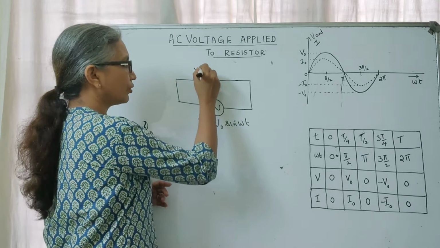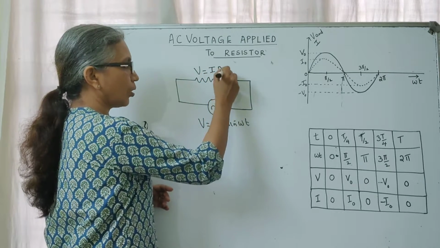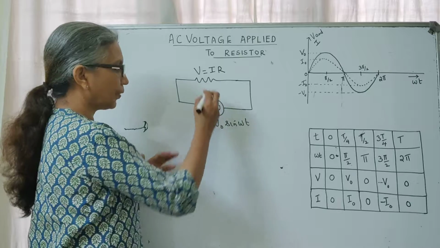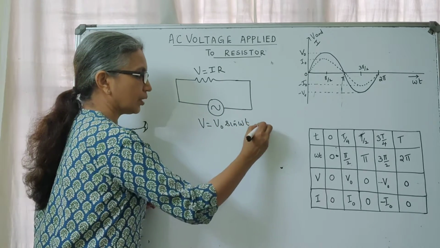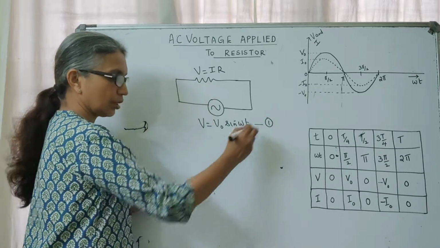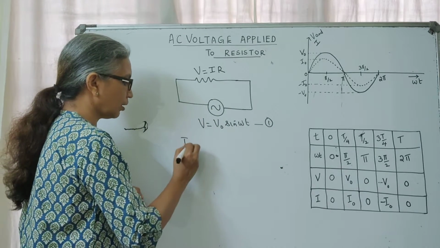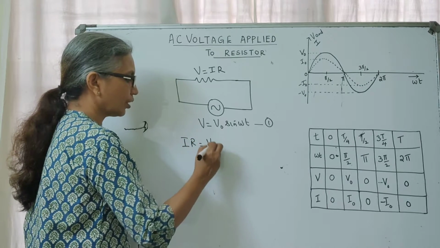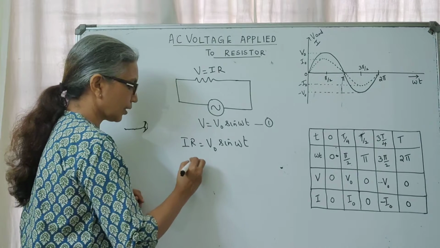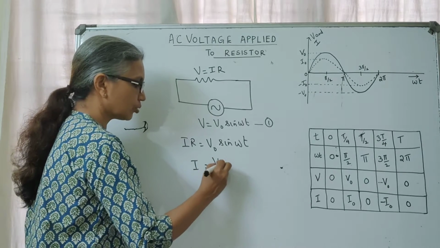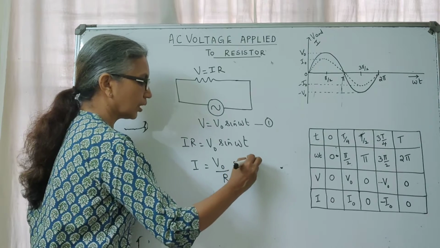Now from Ohm's law we already know the potential difference across a resistor is given by I into R. So now if you compare these two, you see that the voltage which is V0 sine omega t, given as my first equation, I may equate it to IR is equal to V0 sine omega t. And from this I may write I equal to V0 by R sine omega t.